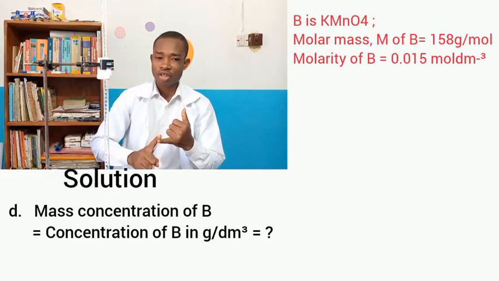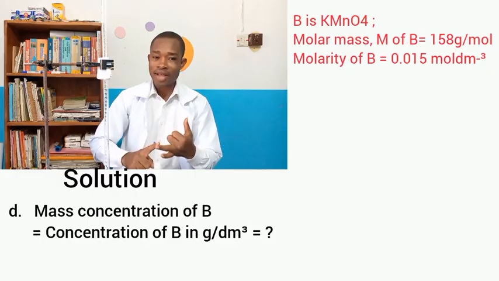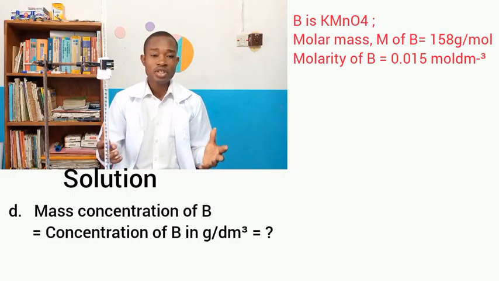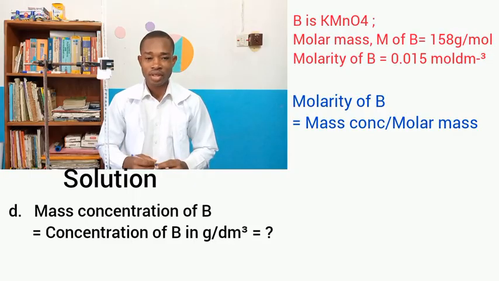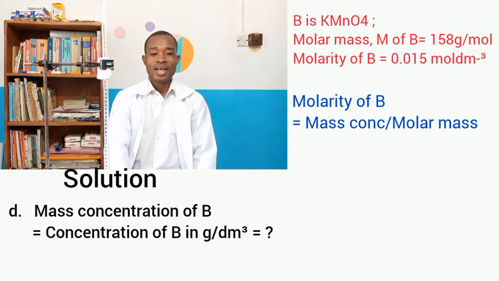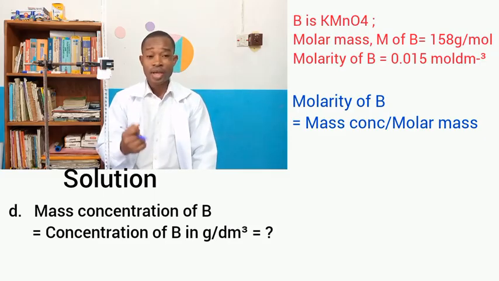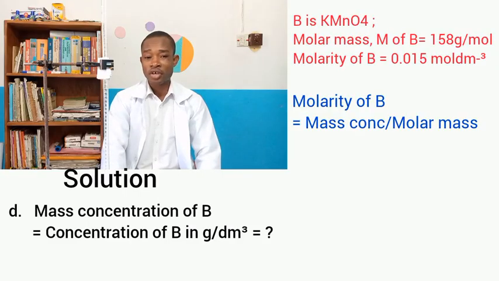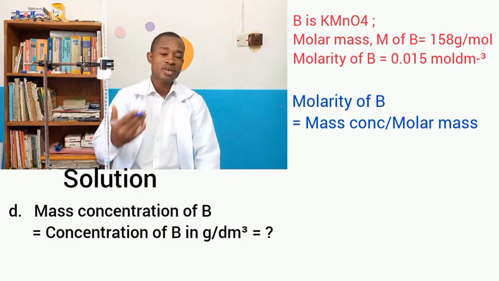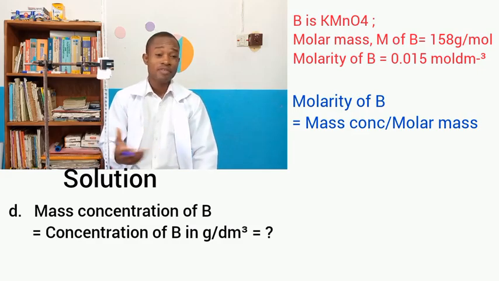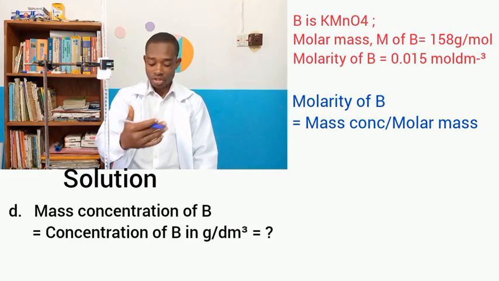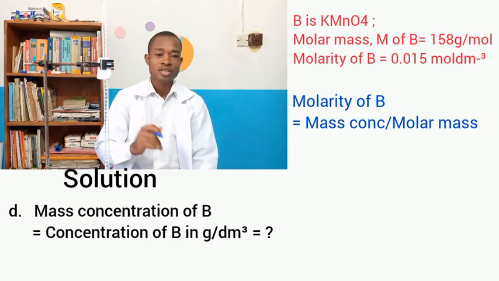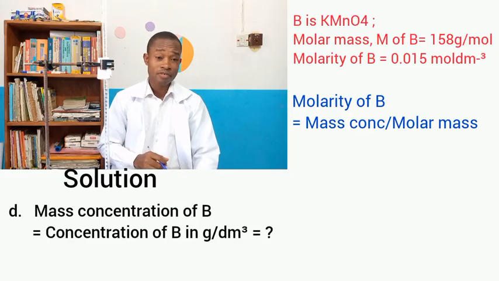Now, if we know the molar concentration of B, and we know the molar mass of B, we can calculate the mass concentration of B using the formula: molarity of B equals mass concentration of B divided by molar mass of B. We can substitute into the equation, or cross multiply and make mass concentration of B the subject first. So we have mass concentration of B equal to molar mass of B times molarity of B. Anyway, we might choose to substitute directly from the base equation, that is molar concentration of B equal to mass concentration of B divided by molar mass of B.